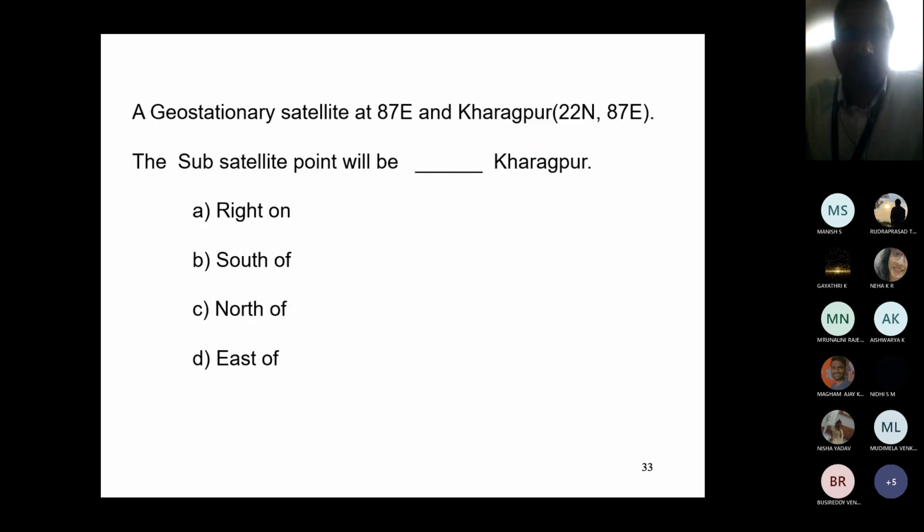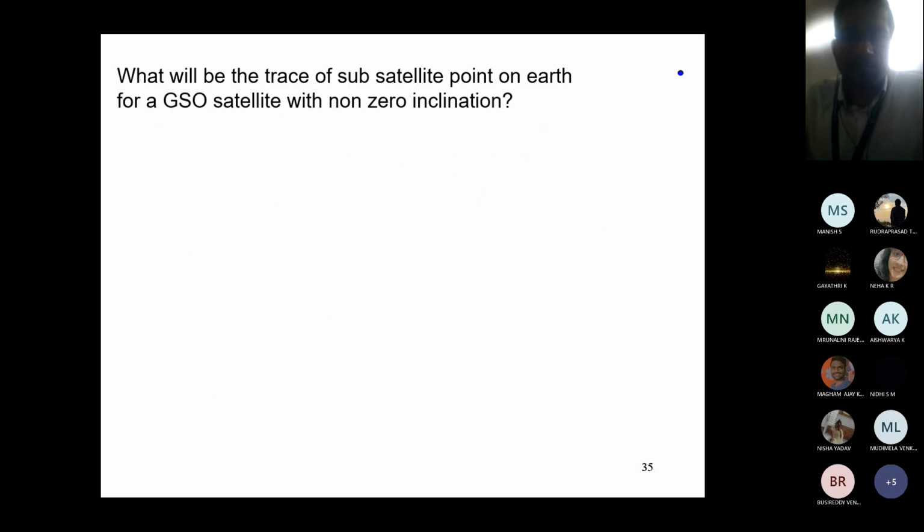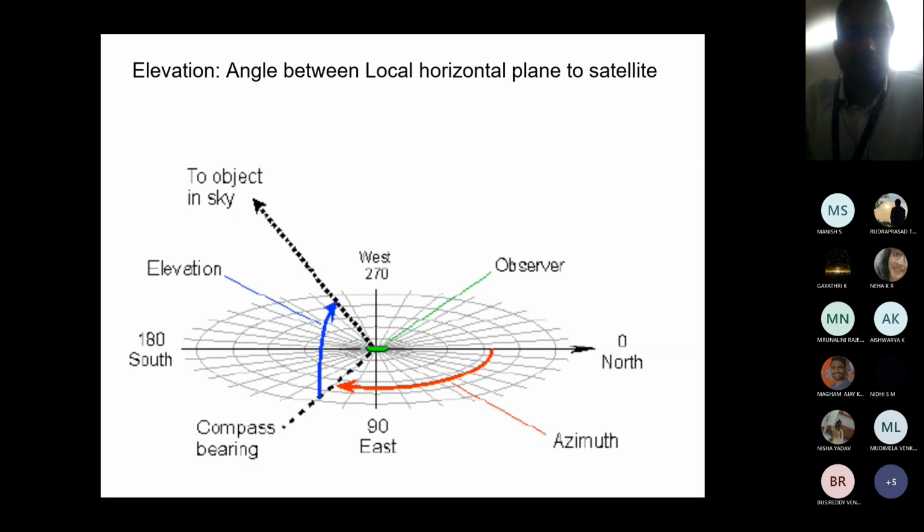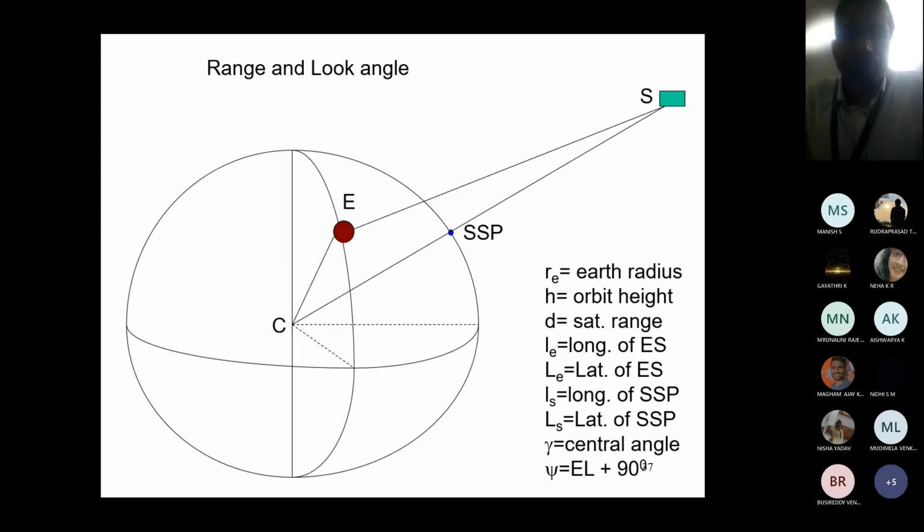And this is the example which we had taken the previous day. And this also we have discussed, the tracing, and we also discussed what is elevation, the elevation angle, and what is the azimuthal angle. And then we took a new topic, that is how we can find the range and look angle of the satellite.